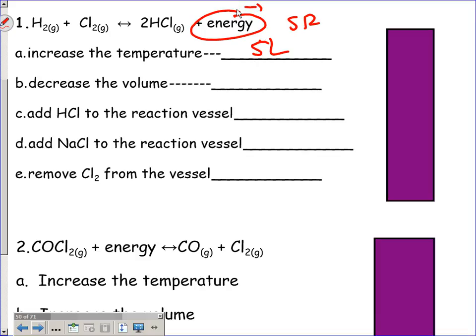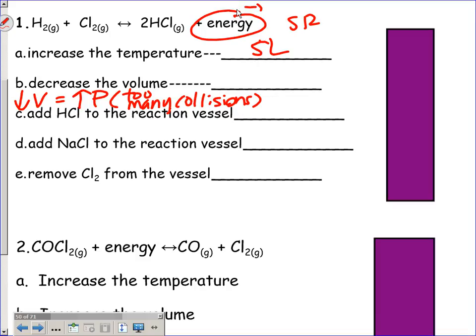Okay. Decrease the volume. Now, this is an interesting one. Let's kind of go back. If I have my box of air, decrease your volume, what happens to pressure? Okay, so really decreasing volume causes an increase in pressure. That means we have too many collisions. So the stress is I have too many collisions. Which direction would eliminate some of those collisions?